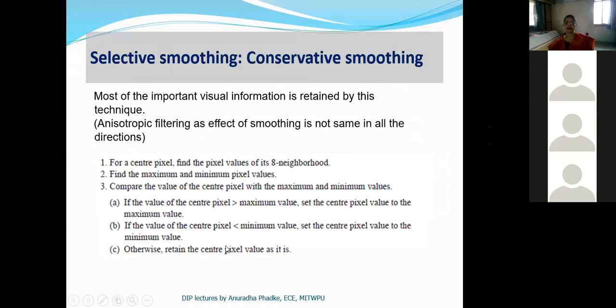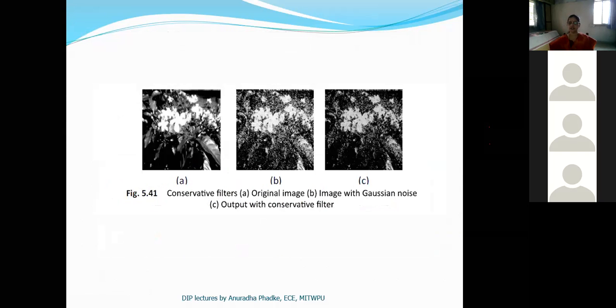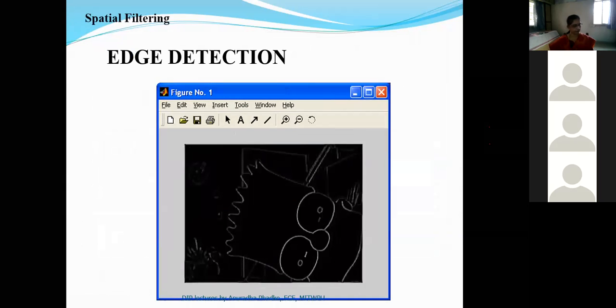If your pixel under consideration is in the range minimum to maximum of the 8 neighbors, we retain the pixel value. If the pixel value is greater than the maximum, we replace it by the maximum of the 8 neighbors. And if the pixel value is less than the minimum value, we replace it by the minimum value of the 8 neighbors. So I hope these small variations of smoothing filters are clear to you.